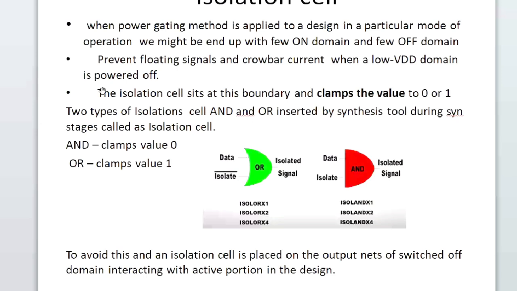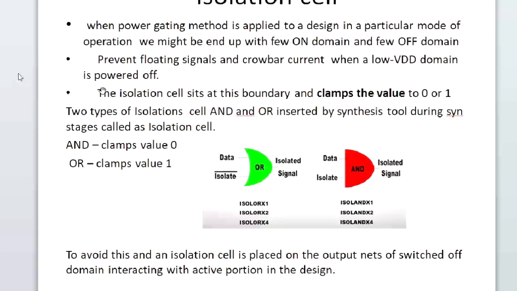Because all the blocks do not require the same supply set or the same voltage, different voltages are required for different blocks. That's why we are moving to multi-voltage. This concept comes because of low power, and here we can see the isolation cells.